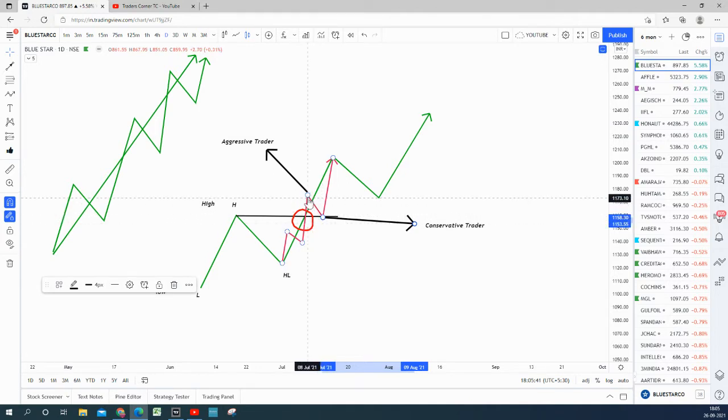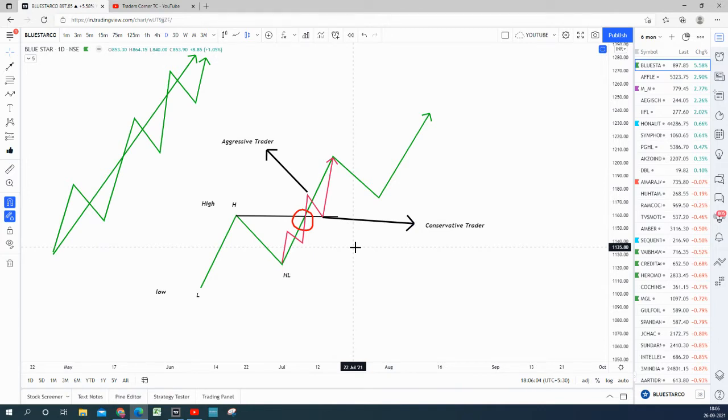Why? Because as an aggressive trader, if you make an entry here, your stop loss will be somewhere below this. So if you take a trade at 45 rupees and your stop loss is around 20, you have a 25 rupee loss. But as a conservative trader, if your stop loss is 25 and your entry is only at 30, you have only a 5 rupee loss. So you need to decide whether you want to be a conservative trader or an aggressive trader.